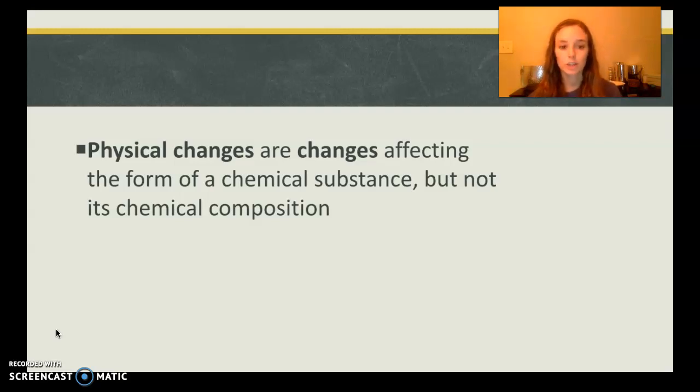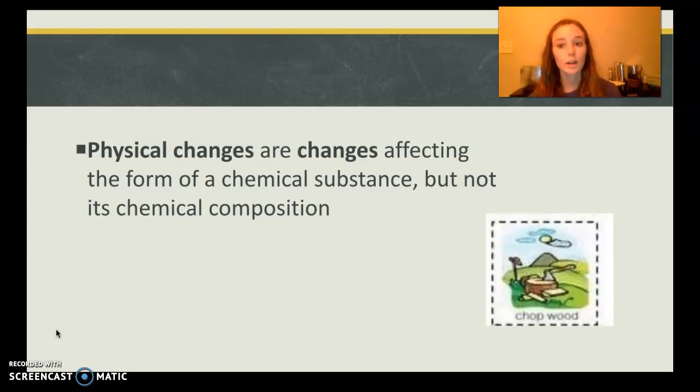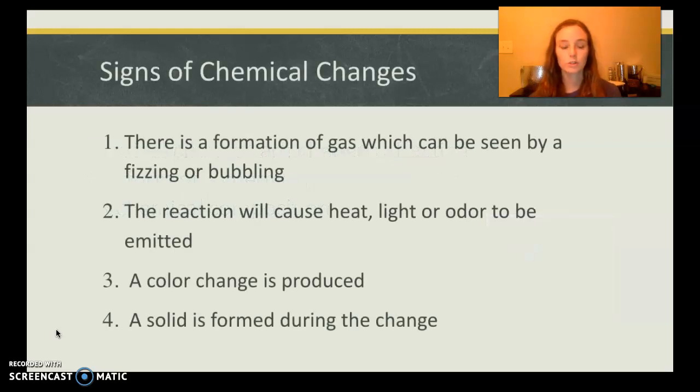Remember, physical changes are changes affecting the form of a chemical substance, but not its chemical composition. When we're talking about chemical reactions, of course, we're talking about chemical changes. And when we're talking about balancing chemical equations, only chemical equations would have to have a chemical reaction that occurred. So just a reminder, signs of a chemical change, we can see 4 different things. One is there's a formation of gas, which can be seen by a fizzing or bubble. Another is the reaction will cause heat, light, or odor to be emitted. Another is a color change is produced, and the fourth is a solid is formed during the change. So you should have these in your notes from first semester.